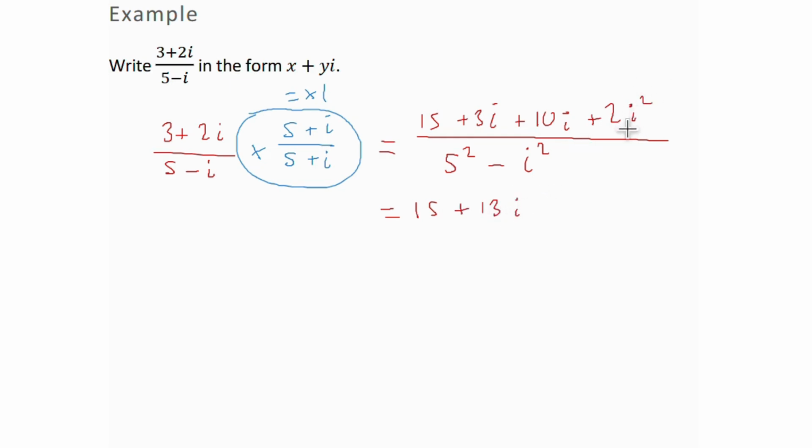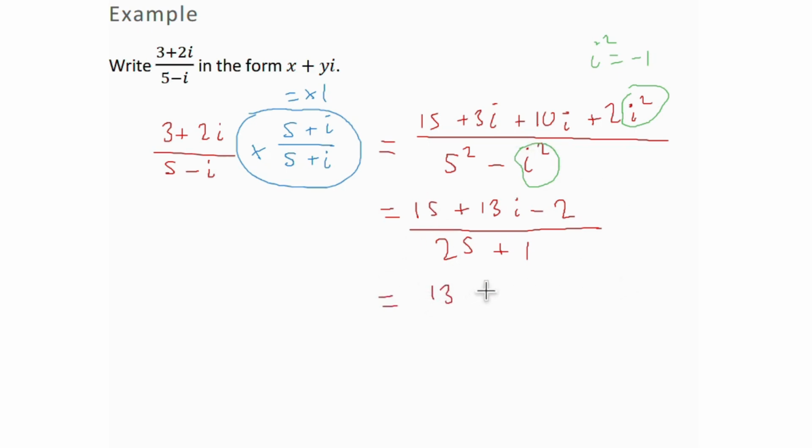And then remembering that i squared is equal to negative 1, that's going to be minus 2. Because this here, i squared, is equal to negative 1. And then in the denominator, we're going to get 25, take away, and again, this is equal to negative 1, so it's actually going to be plus 1. Because again, i squared is equal to negative 1.